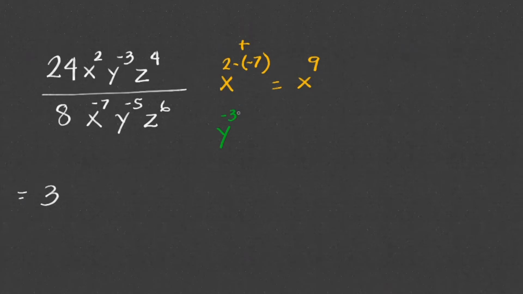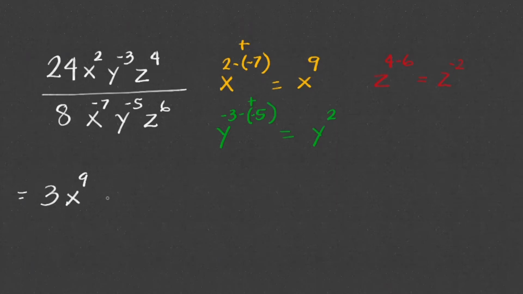And to the y, negative 3 minus negative 5. So negative times negative is positive. So negative 3 plus 5 is 2. So therefore, y squared. So in the z, 4 minus 6 is negative 2. So z raised to negative 2.